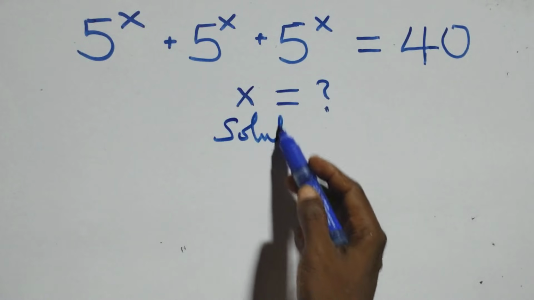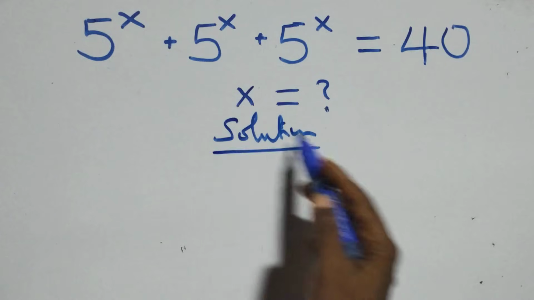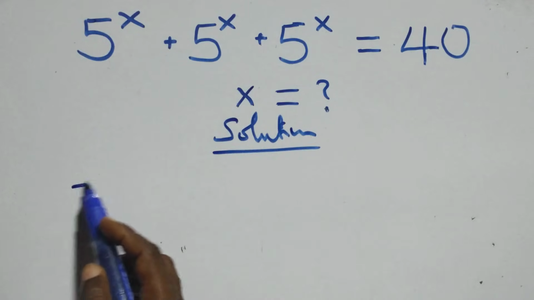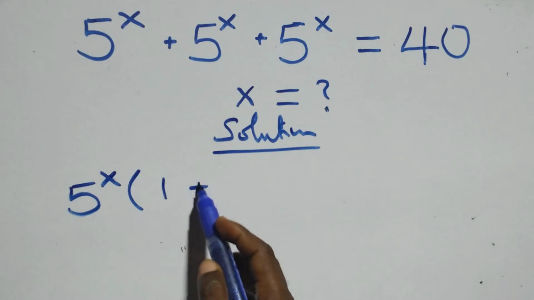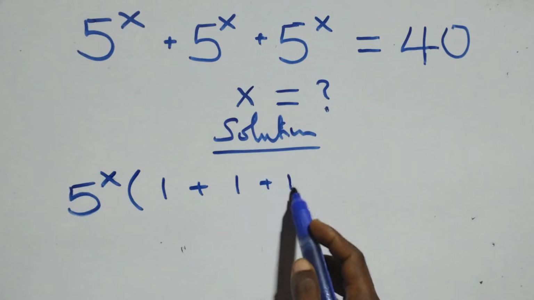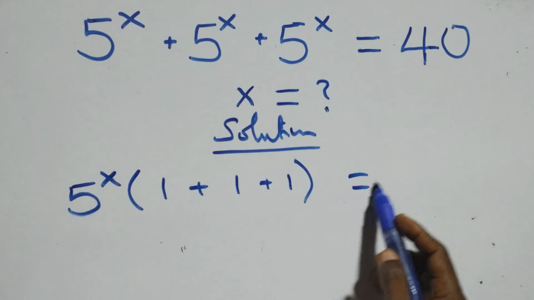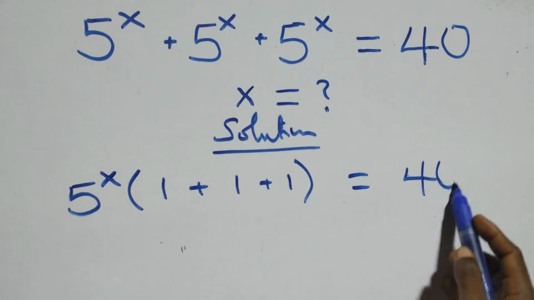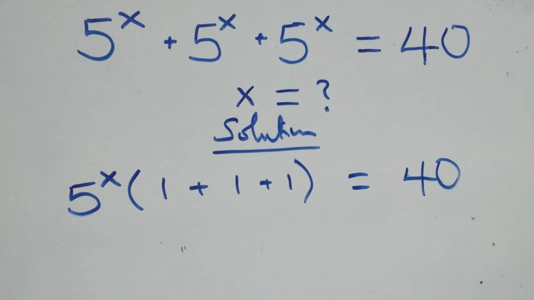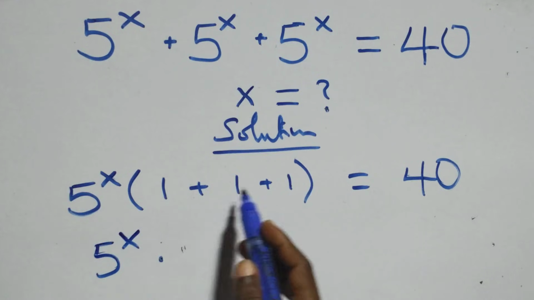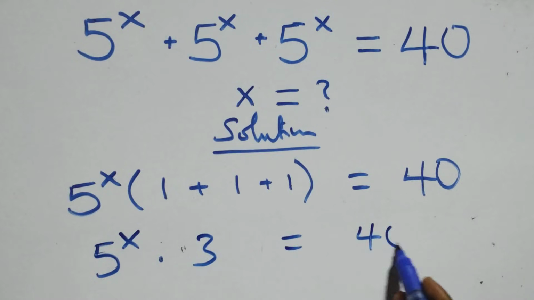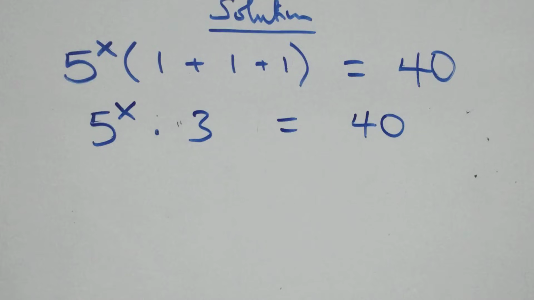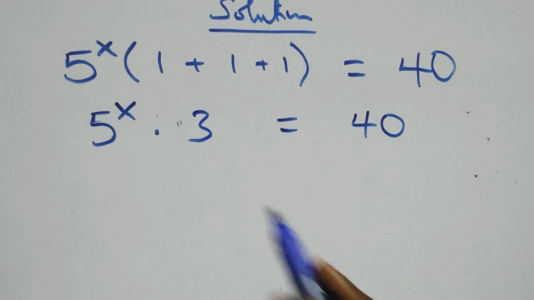Solution from here. What we have here, factor 5 raised to power x out. That is, we have 5 raised to power x into bracket 1 plus 1 plus 1, close bracket, equals to 40 on this side. This here is the same thing as 5 raised to power x times 1 plus 1 plus 1, that's 3, equals to 40 from here.